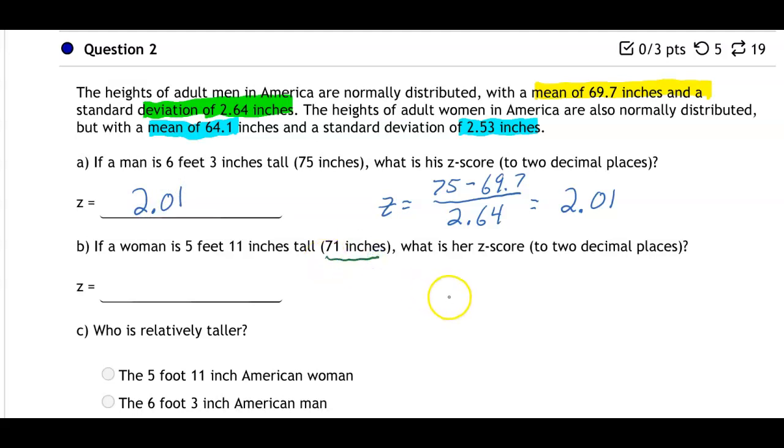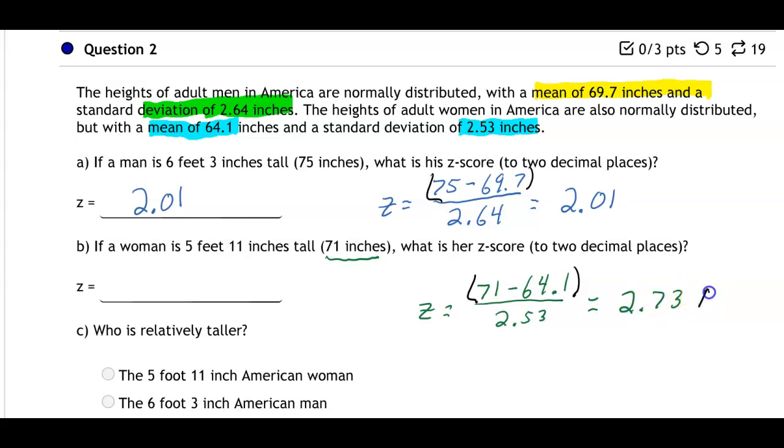For the female that is 5 foot 11 inches or 71 inches, we're going to use the numbers that I highlighted in blue. So the z-score is going to be 71 minus the 64.1, and we're going to divide by the 2.53. Again, if you're using your calculator, you want to make sure you put parentheses around the numerator. When you do this on your calculator, you're going to get 2.73.